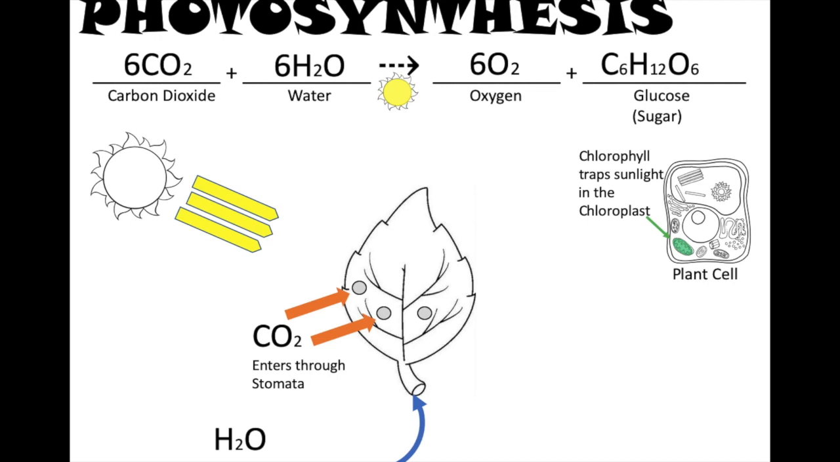Chlorophyll fills the chloroplast. And that chlorophyll has a magical power. It collects the sunlight and it absorbs that sunlight. And it's what gives plants their green color. So that's really kind of cool too.